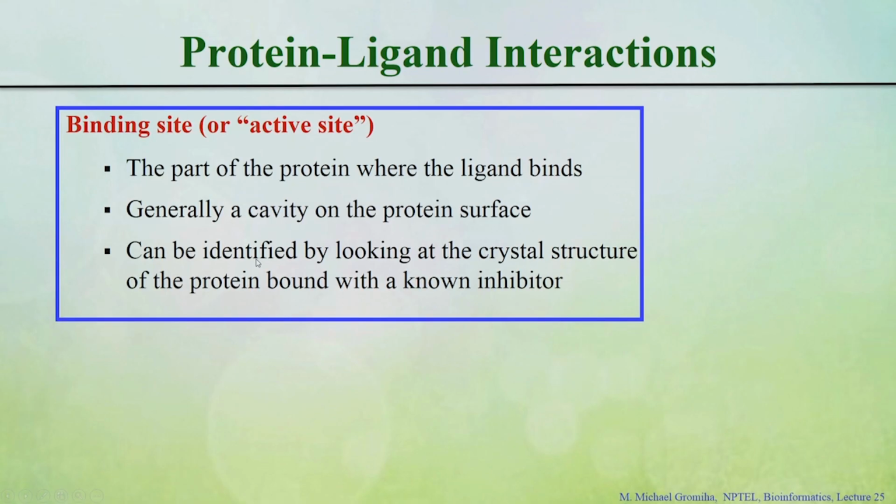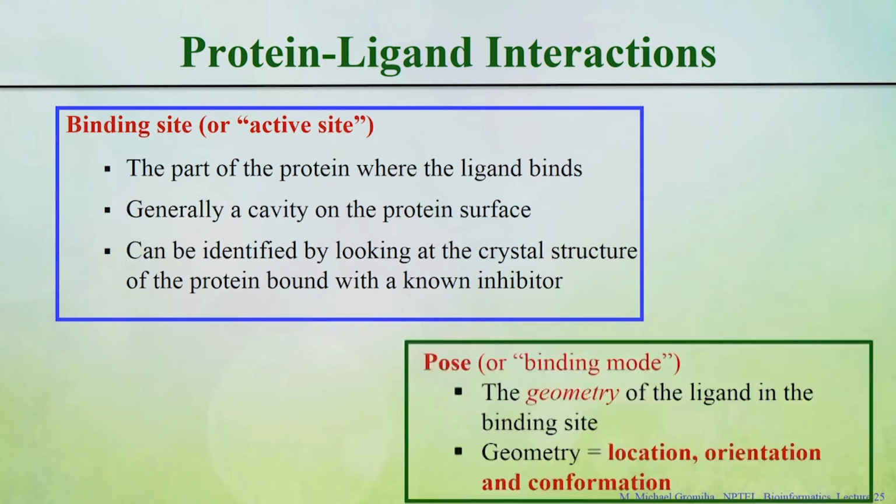Then how do we identify these active sites? If you look at the crystal structure of a protein bound to an inhibitor, and you take the inhibitor away, you can see there is a cavity where the ligand bound to this protein. So, you can look at the structures to see this binding site, and also several computer programs are available. In this case you can give the PDB structure, and you can identify the binding site of any particular protein.